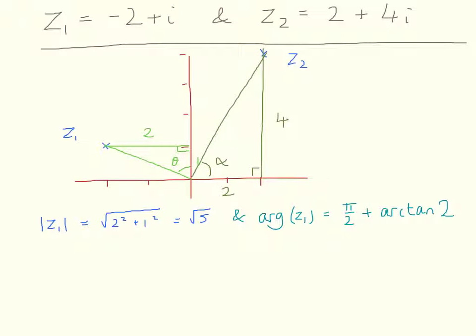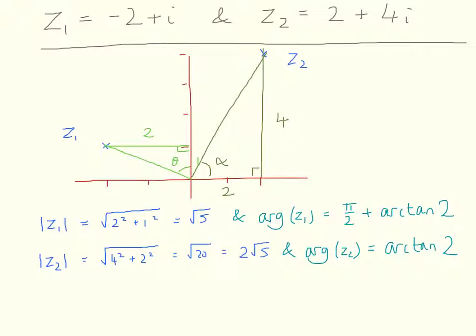Now we can work out the modulus and argument for Z2 in the same way. Pythagoras for the modulus, and the argument, measured from the positive real axis, is arctan of 4 over 2, or arctan 2. These are our answers for the first part of the question.